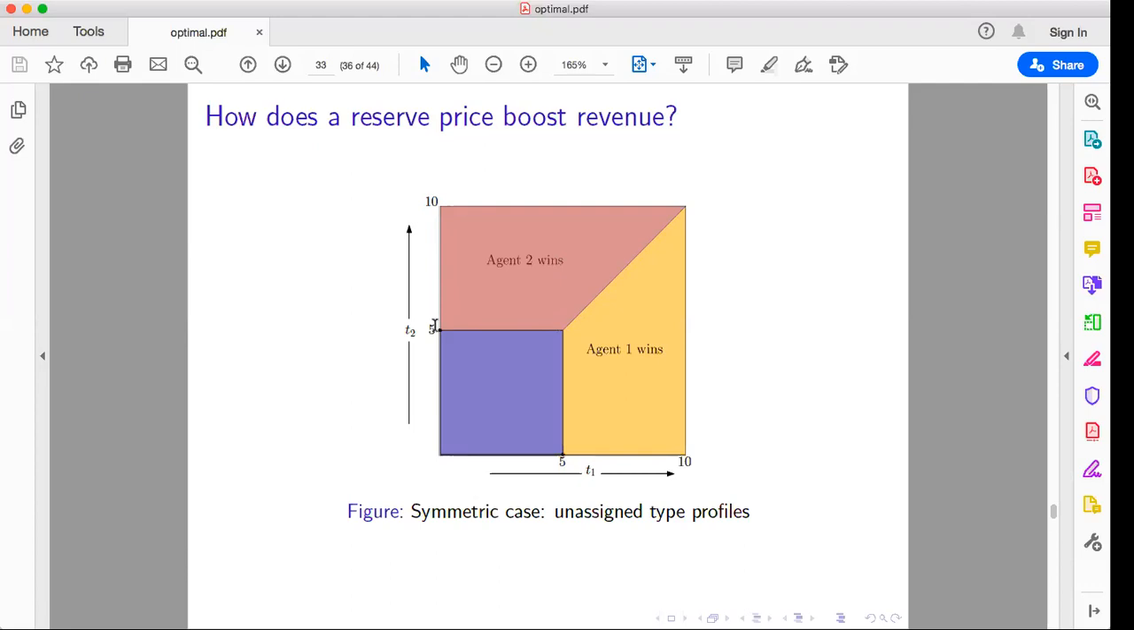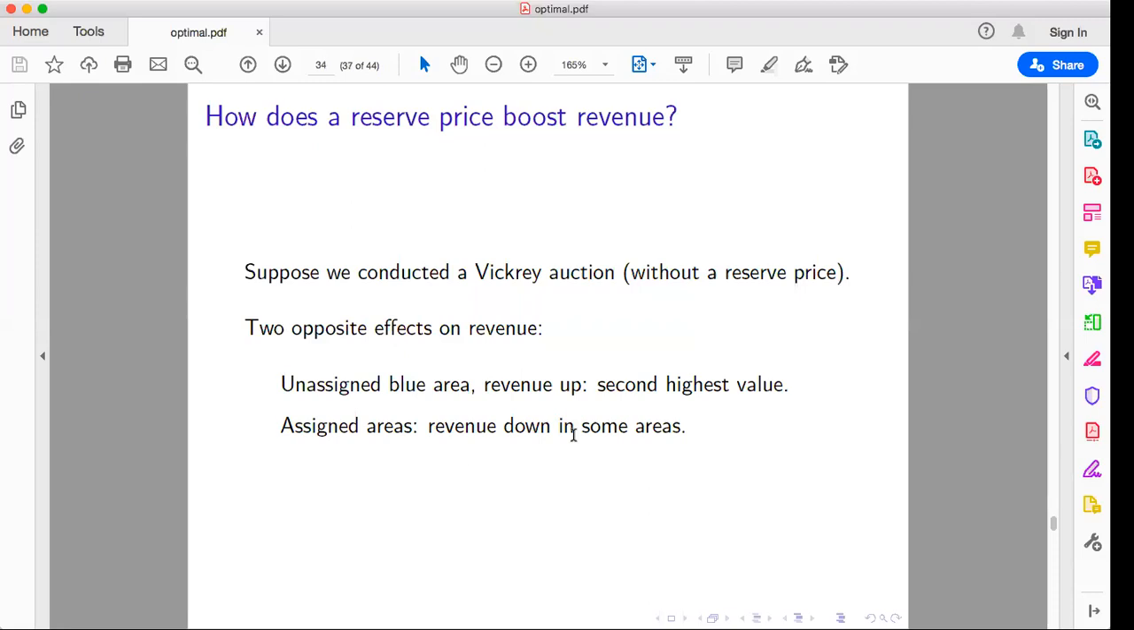So the object is not allocated in this region. What we are saying is, if the seller wants to maximize its revenue, it will have to consider a Vickrey auction with reserve price. Yes. But earlier we considered many cases where there was a Vickrey auction without any reserve price. So it means those were not seller revenue maximizing mechanisms. That's correct. Your question is very good, because my next slide is about that.